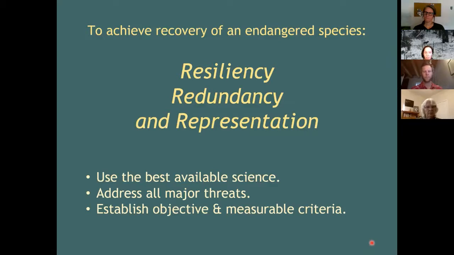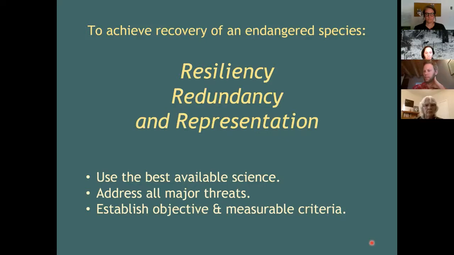They should be redundant in population. So this gets to one of the core aspects of what I'll be talking about: the need for more than just one isolated population of that endangered species to, again, be resilient over time to threats in their environment. There also needs to be representation within redundant populations of an endangered species. They should represent the full breadth of both genetic and environmental conditions to be recovered.